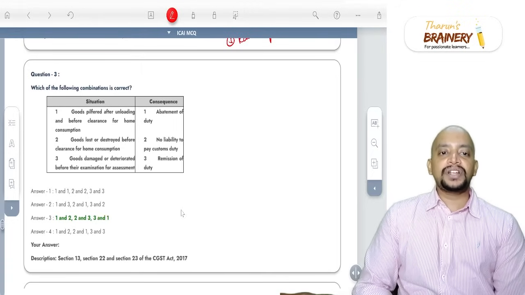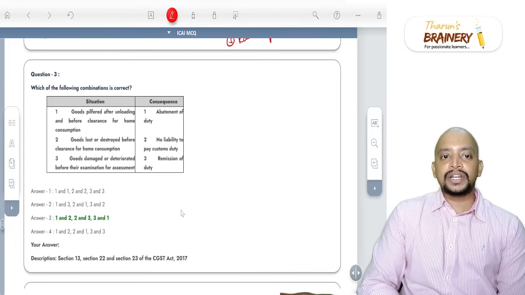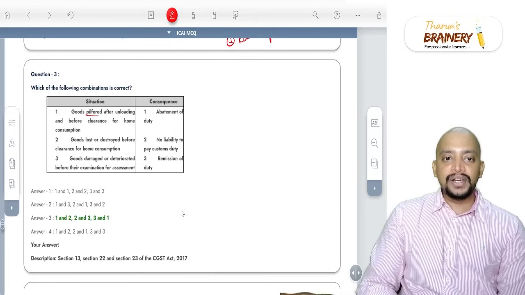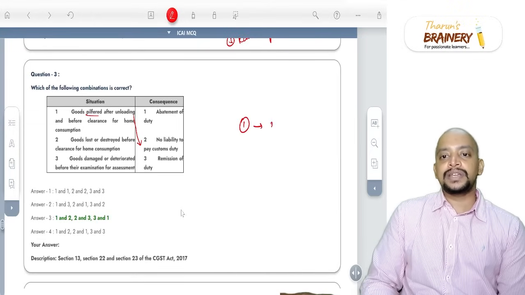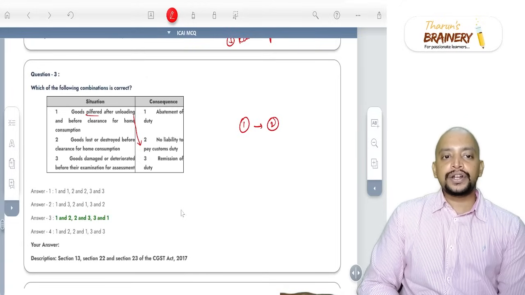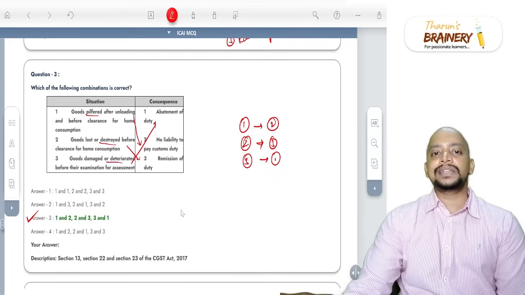Remission of duty. Then next, which of the following combination is correct? Goods pilfered after unloading and before clearance for home consumption. Pilferage, there is no liability to pay customs duty. So for 1, it will be 2. Then goods lost or destroyed before clearance for home consumption. Destroyed means remission of duty. For 2, it will be 3. Then damage or deterioration, so that will be abatement. So for 3, it will be 1. So option C is the answer.